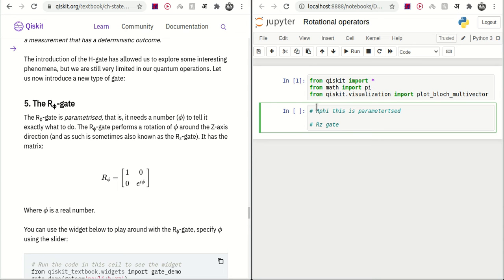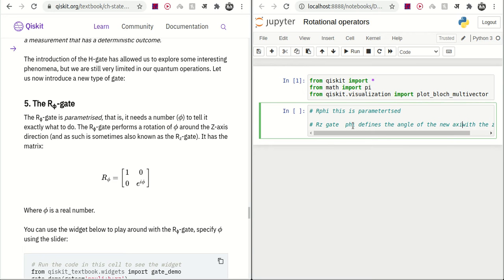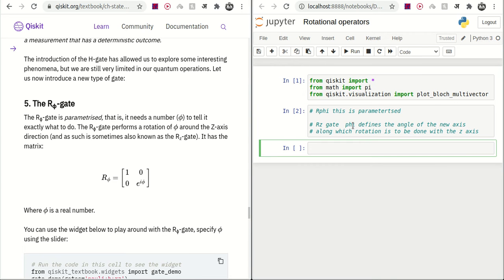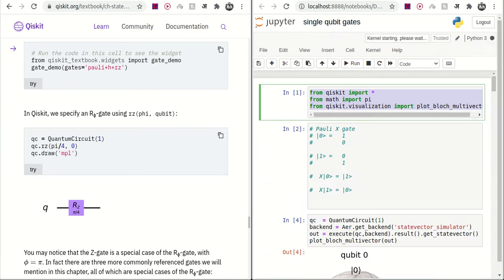So let's study this gate. As you can see, this is our R phi gate. This phi defines the angle with the z-axis, the angle of the new axis along which rotation is to be done with the z-axis. So we can easily see that. Now we'll try to code it and see the example.